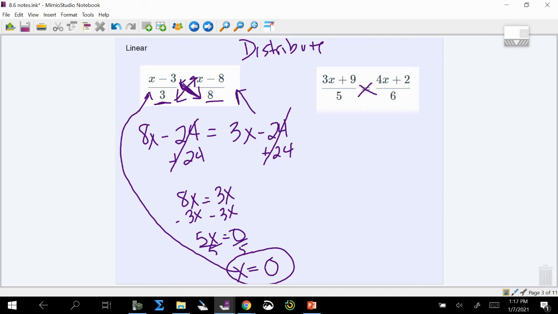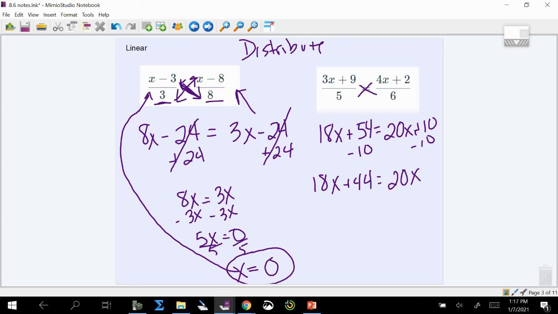So let me do this one. You're going to distribute. So when I distribute, I get 6 times 3x is 18x, plus 6 times 9 is 54. Going across the other way, 5 times 4x and 5 times 2. Just make sure you remember to distribute. You want to get all your numbers on one side and all your x's on the other. So we have 18x plus 44 equals 20x. Now I'm going to subtract 18x from both sides. I get 44 equals 2x, and divide by 2.